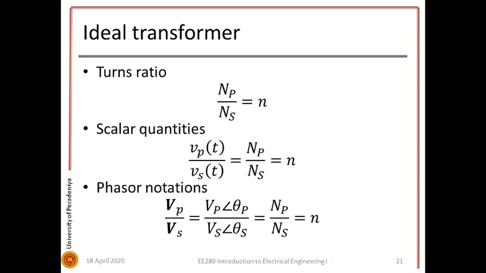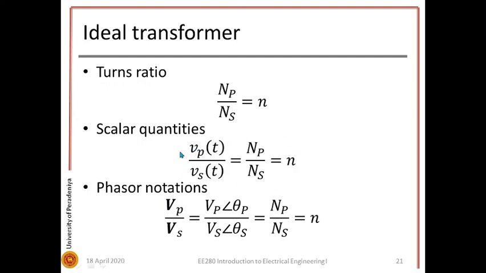So these are the important relationships. Turns ratio is defined as the number of turns in the primary to the number of turns in the secondary winding. Usually turns ratio is denoted by simple n. Then the voltage relationships. The primary voltage to secondary voltage ratio is equal to the number of turns in the primary winding to the number of turns in the secondary winding. That means the voltage ratio of primary to secondary is equal to the turns ratio.